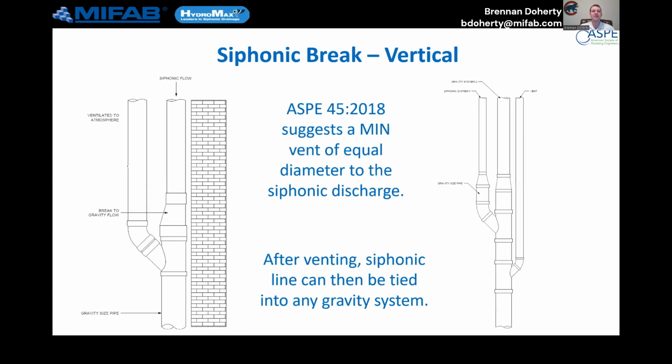The third option we might see, and we saw in that first example earlier today, is breaking in the vertical. We need a vent that's equal diameter to our siphonic discharge. In this scenario, it just goes right back to that roof level, at which point you break back to gravity. You treat it like you have every day of your life. Anything can be combined with it at that point. If we have two separate roof levels that are both siphonic, we can tie them into the same vertical riser, and we only need one vent pipe that will be sized accordingly.